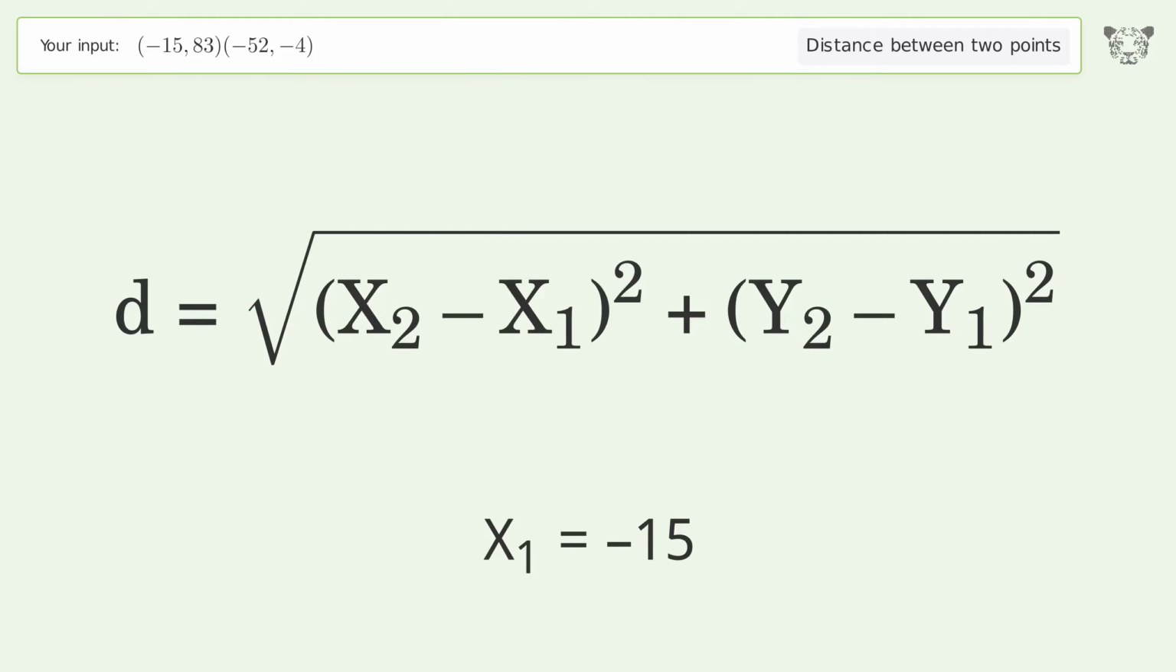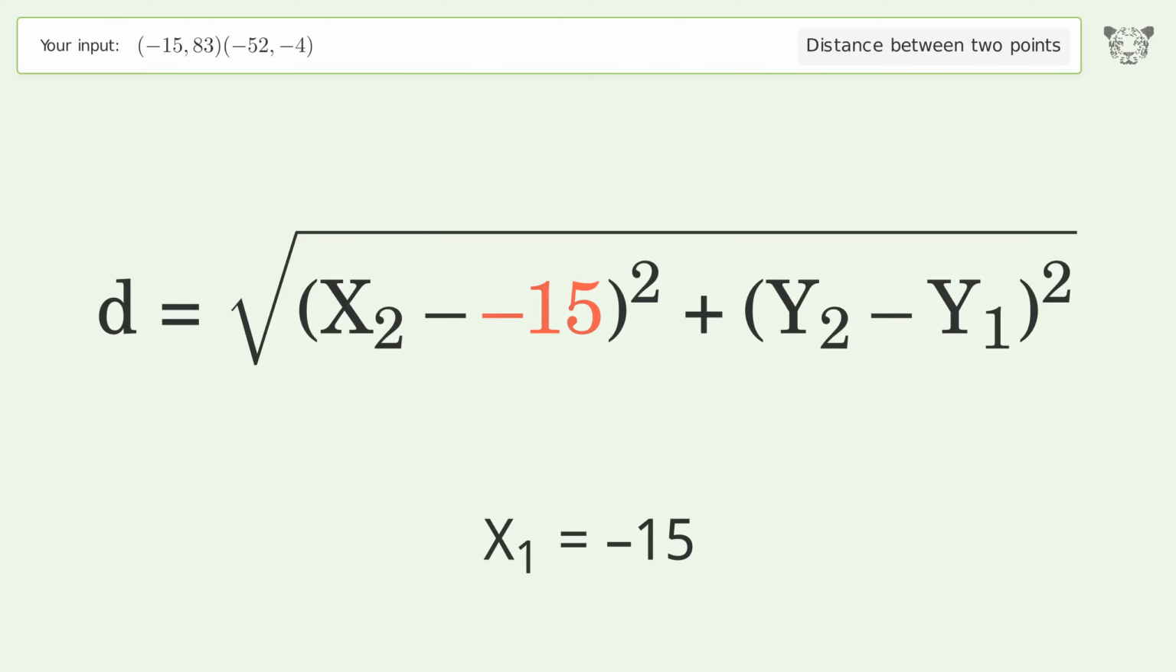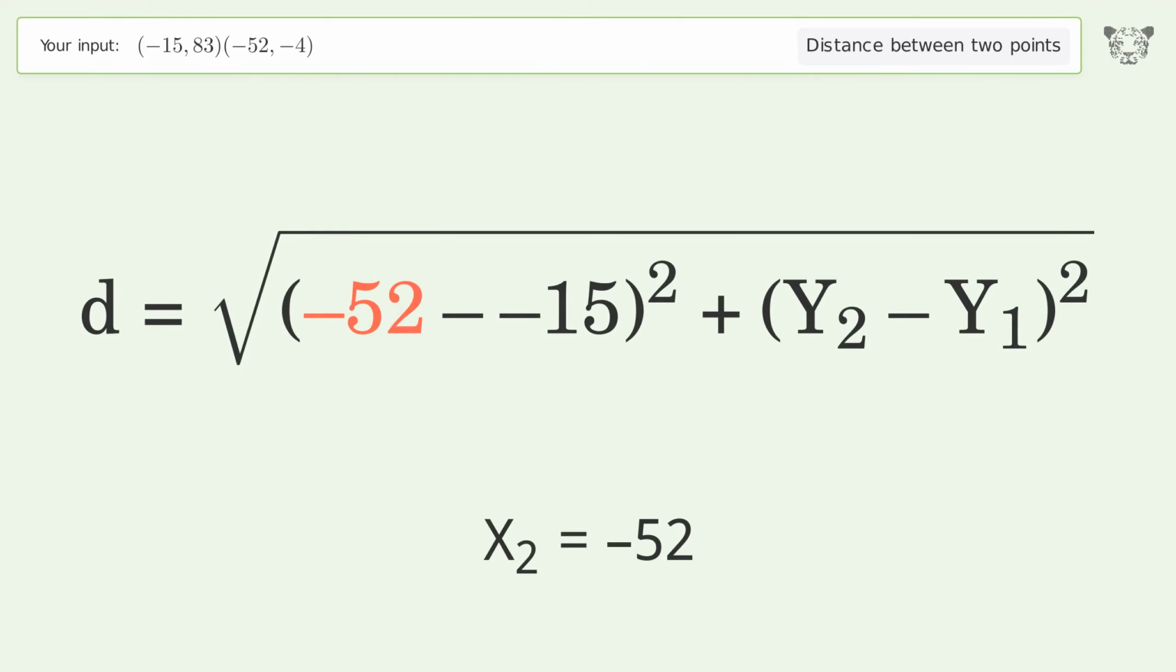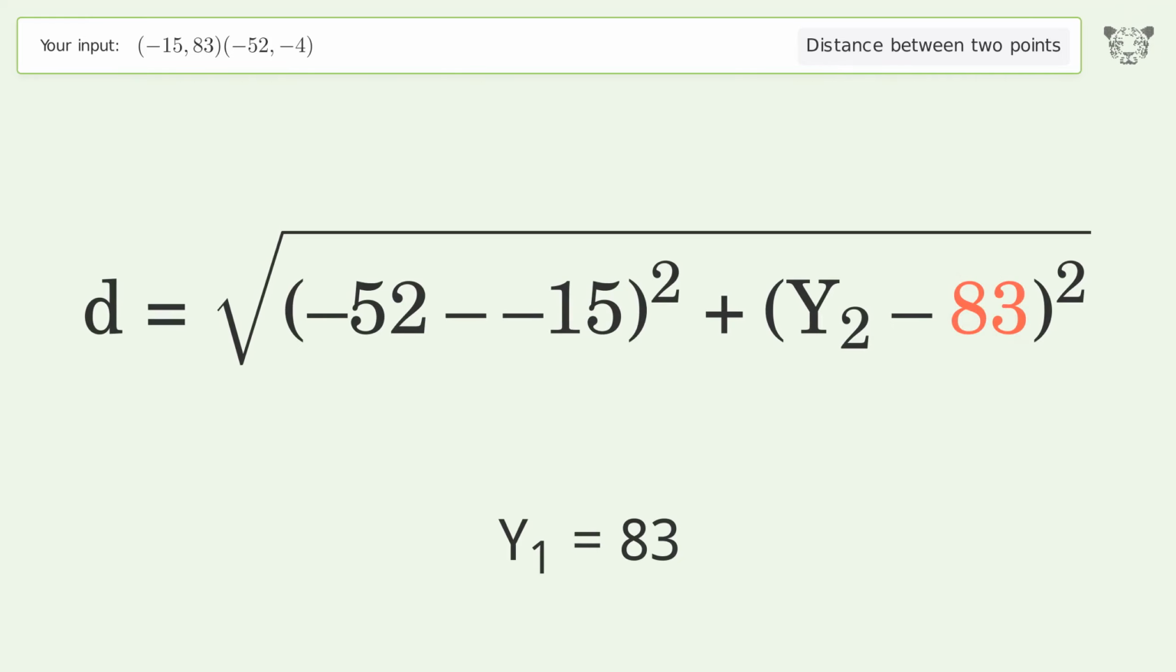x1 equals -15. x2 equals -52. y1 equals 83. y2 equals -4.